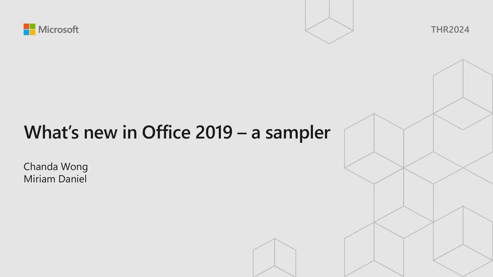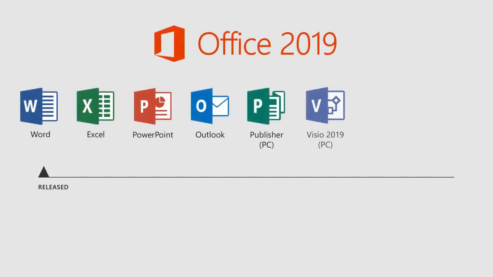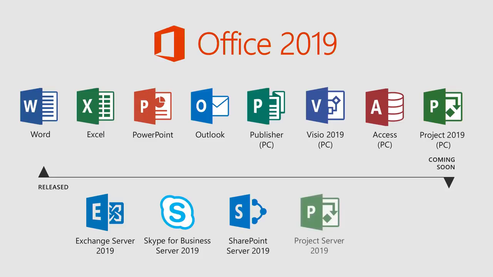So, Miriam and I are here today to talk to you about Office 2019, a sampler of a number of the features, and we'll do a demo. Before we jump right in, as many of you have heard, on Monday we announced Office 2019. It is the next on-premises version of Office for Windows 10 and Mac. So starting on Monday, commercial customers can purchase Office 2019, and in the next few weeks, the Office 2019 server products will become available.